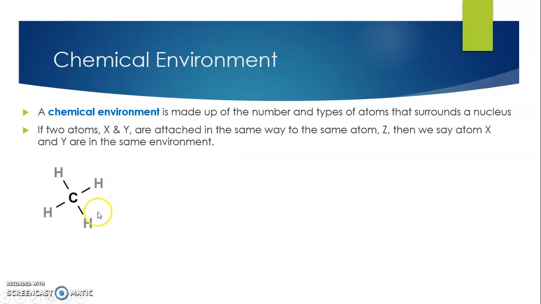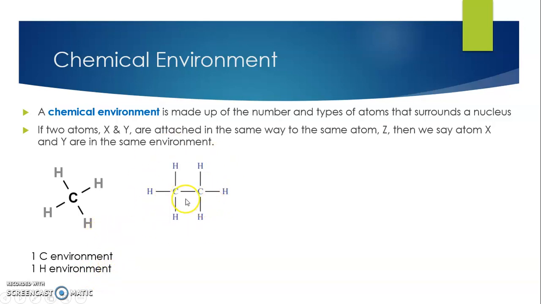Let's look at a very simple molecule, methane, right? We have one carbon and four hydrogens. Since we only have one carbon, of course, we have one carbon environment. But look at these four hydrogens. They are all connected to the same carbon in the same way. They are equivalent hydrogens. Therefore, in this molecule, we have one carbon environment and one hydrogen environment.